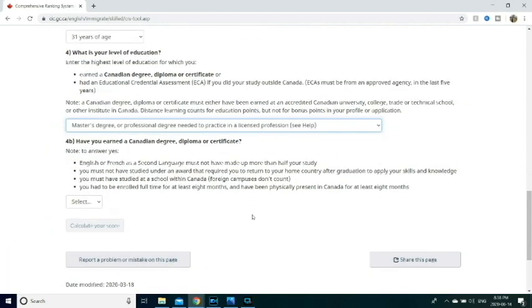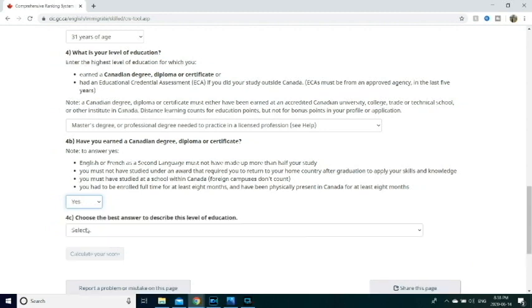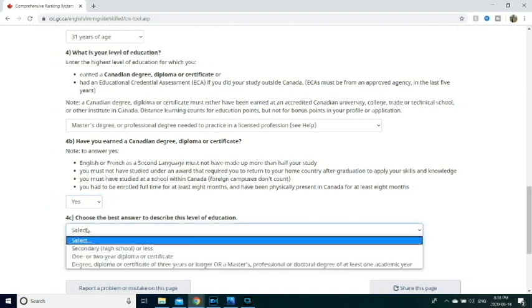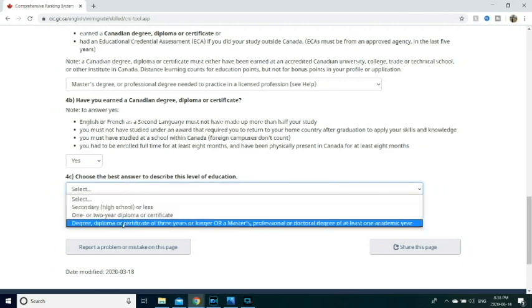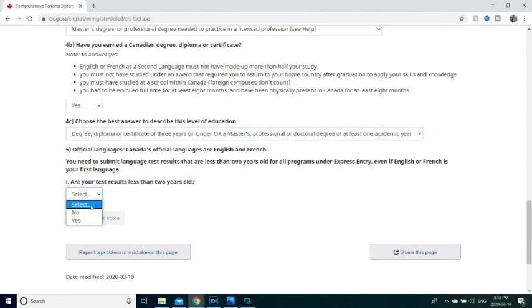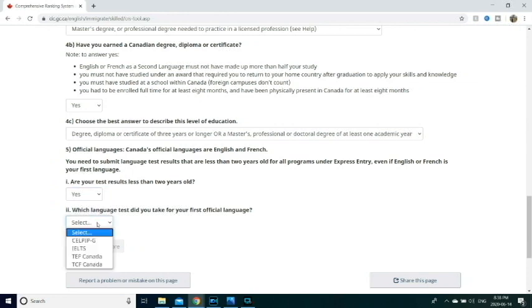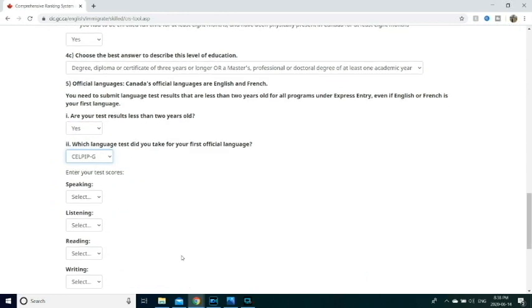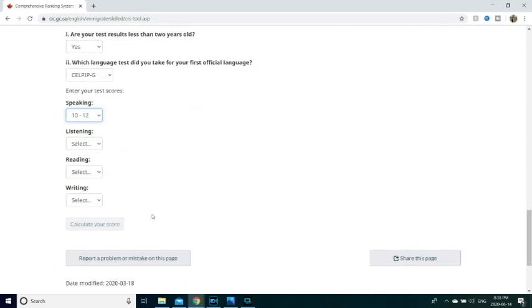Have you earned the Canadian degree? We are going to say yes, because this is a scenario where you came to Canada, earned a 2-year Canadian degree and 1 year of Canadian experience. So level of education we are keeping here as degree because it's a master's degree. Official language is CELPIP. For example, say speaking we are keeping a high score because this is generally easy to get. Listening you will also score well. Say reading you get 9 and in writing you get 8.